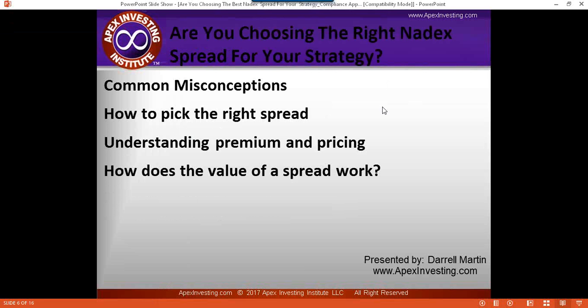Today we're going to talk about choosing the right Nadex spread for your strategy. A lot of times when I'm teaching spreads, I tell people that some of you are familiar with Nadex binaries, and one of the biggest struggles for a binary trader starting to learn and trade spreads is that, in one sense, you have to forget what you know about binaries because spreads work completely different. You cannot look at spreads the same way you look at binaries.